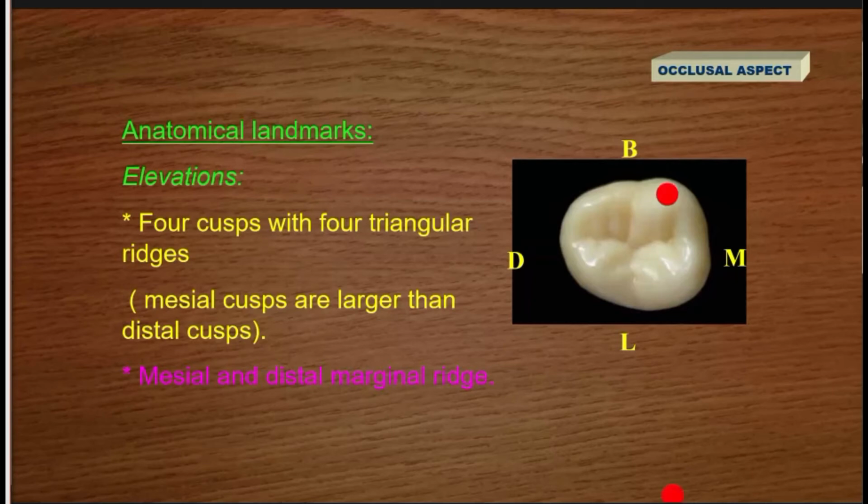Mesial and distal marginal ridge is present. Okay, mesial and distal marginal ridge. These are the marginal ridges. Mesial marginal ridge, distal marginal ridge. This mesial marginal ridge is more concave and more angular. Distal marginal ridge is less concave, less angular.